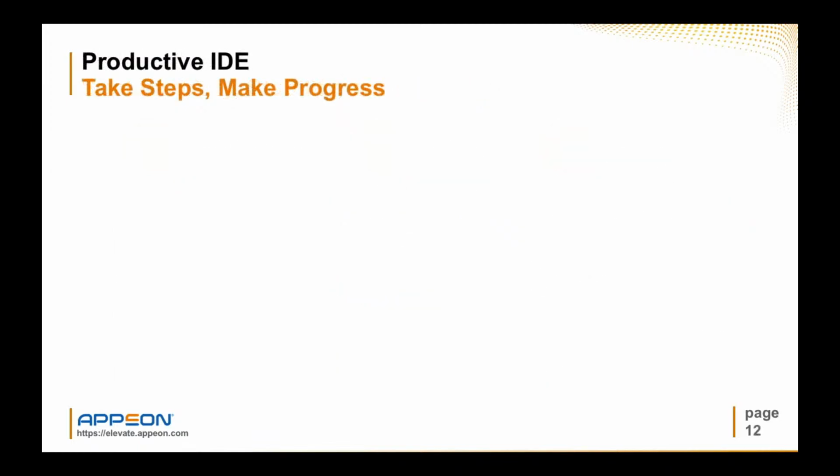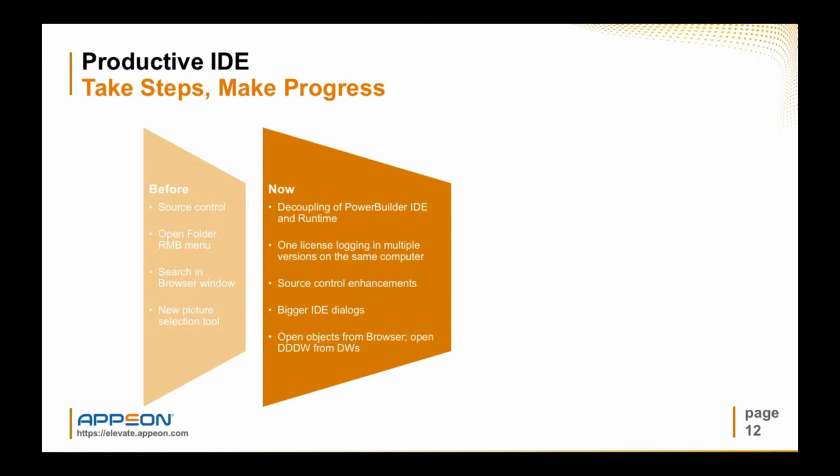Productive IDE. As I mentioned earlier, we have had our plates full, so we only made small progress on IDE enhancement. For example, in versions 2019 and 2019 R2, there were a number of small changes, such as Git and SVN support, a new picture selection tool, the search features in the browser, etc. However, starting with 2019 R3, we are starting to make significant improvements.